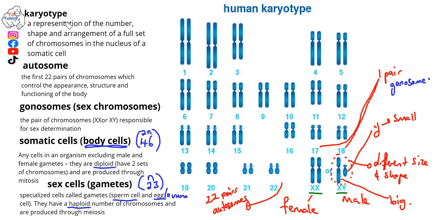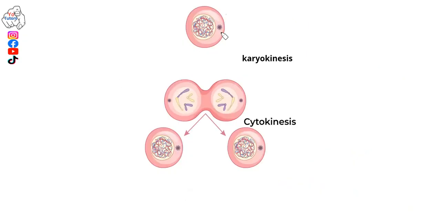Now let's move on to the next slide. These are terms that you also meet, which is karyokinesis. Karyokinesis is just the division of the nucleus. Here we can see that there is one nucleus, but now we have two nuclei that are formed. This is what happens first: karyokinesis takes place, which is the division of the nucleus.